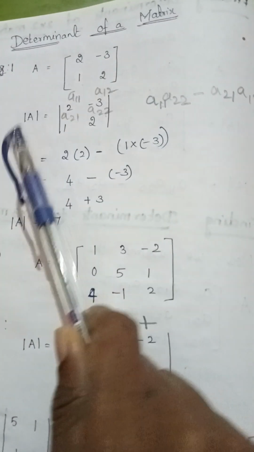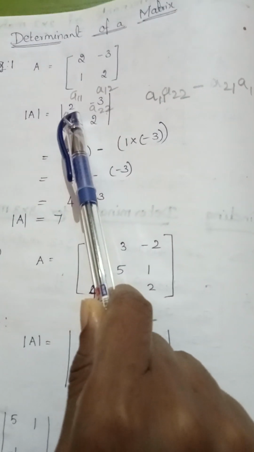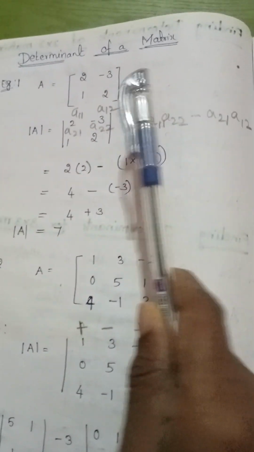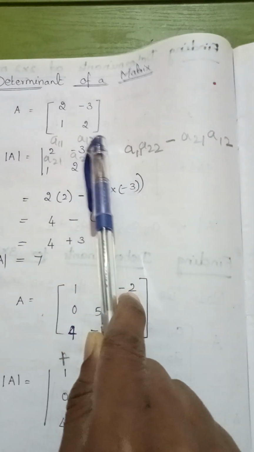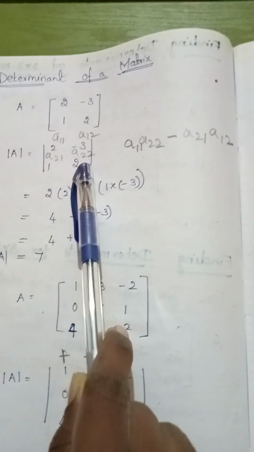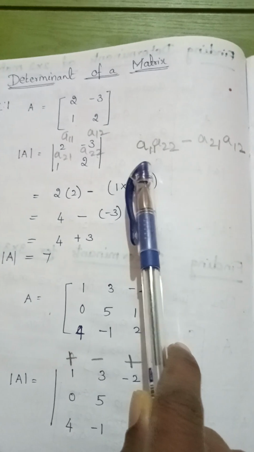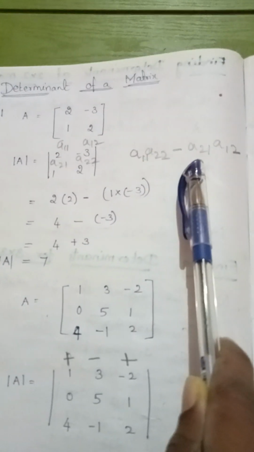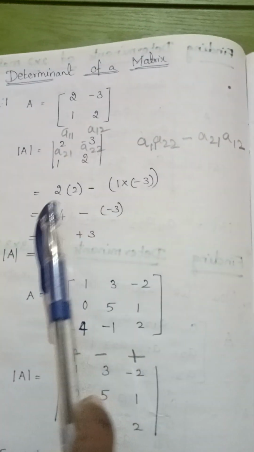First you change the notation. Determinant A equal to determinant of 2 minus 3 1 2. Next you write the names A11, A12, A21, A22. You know the formula for finding the determinant of an order 2 cross 2 matrix: A11 into A22 minus A21 into A12. This is the formula. Already you know.